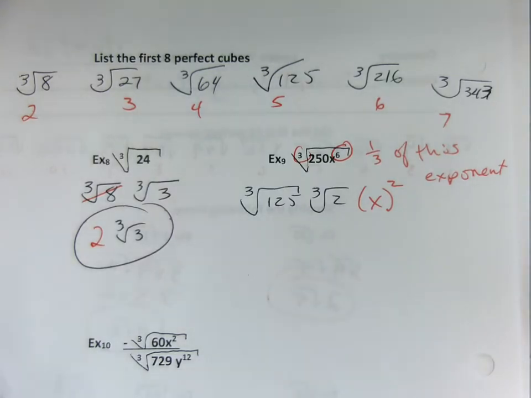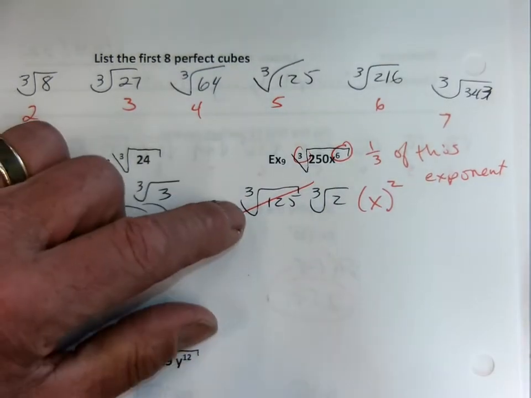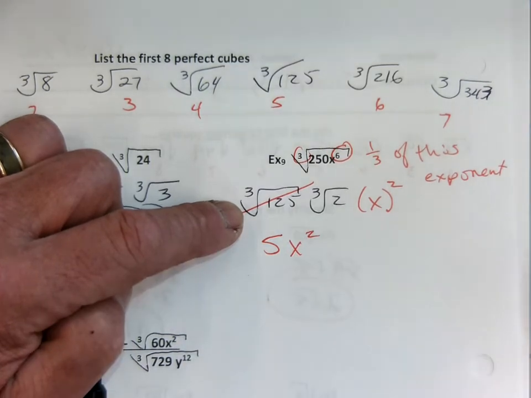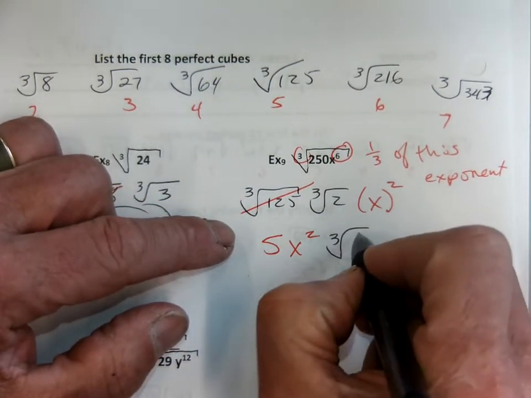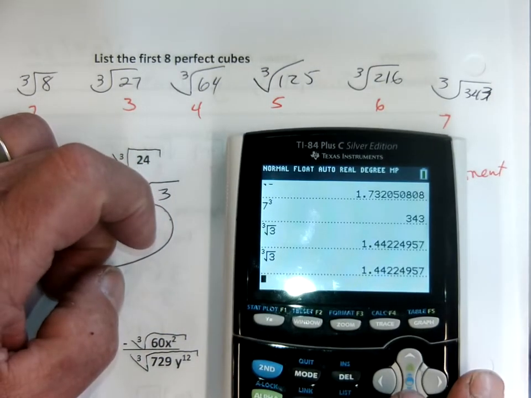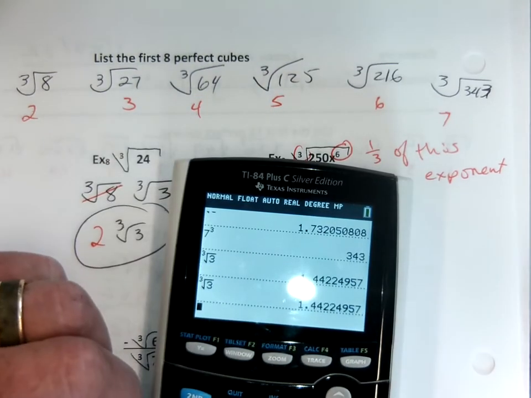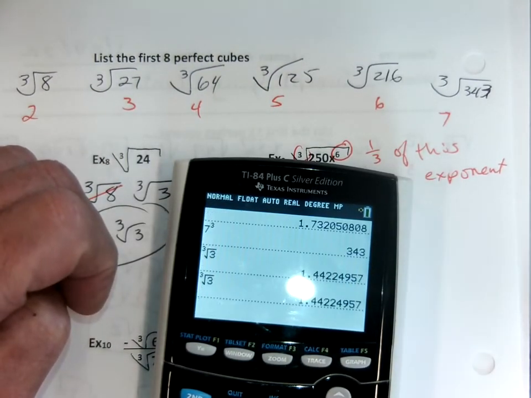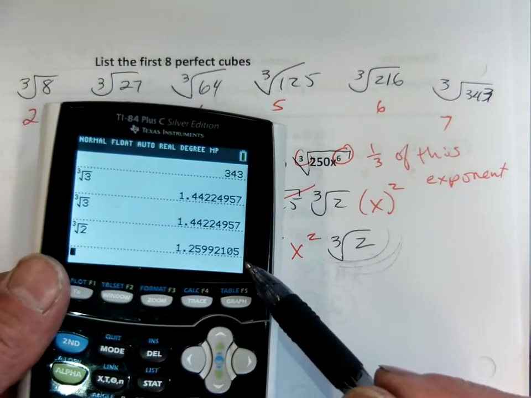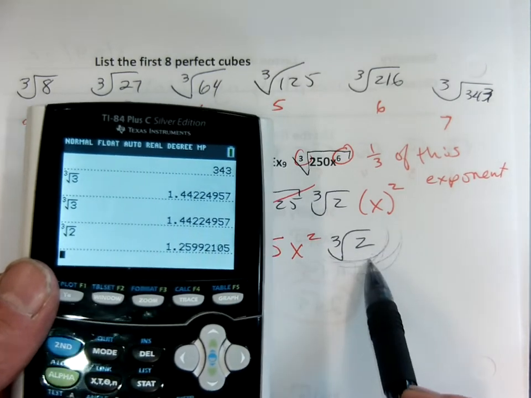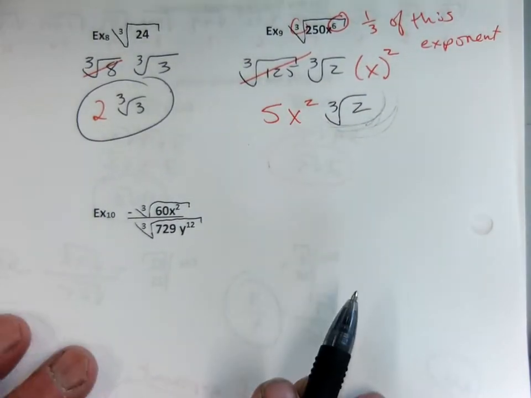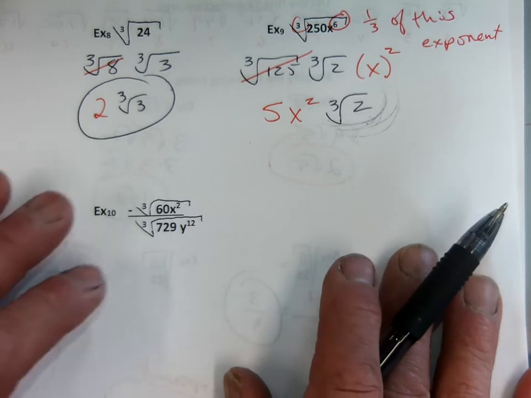So let's finish this up. Avis said 125, I agree, so the cube root of 125 is 5. I have this x squared, and I'm left with the cube root of 2, which I'm going to leave as a cube root of 2. I'd rather have this than that ugly decimal. Does that make sense? Not only that, this is exact and this is not exact. Okay.